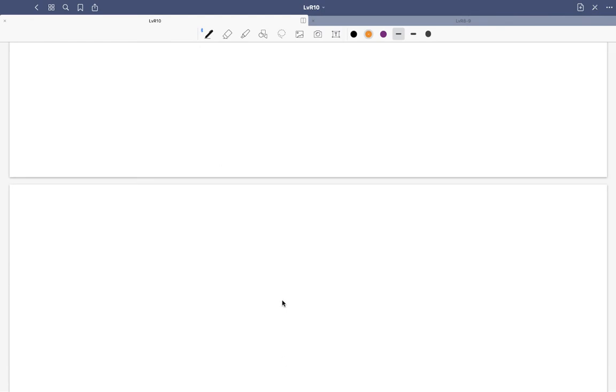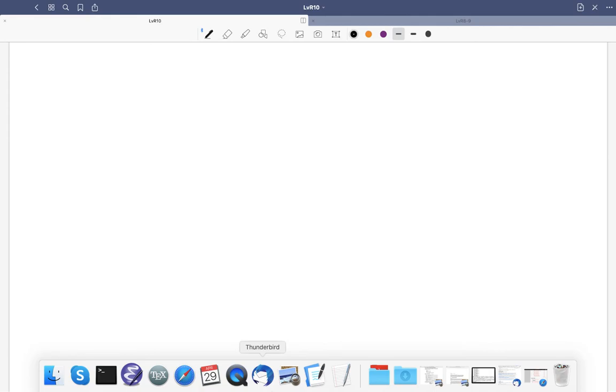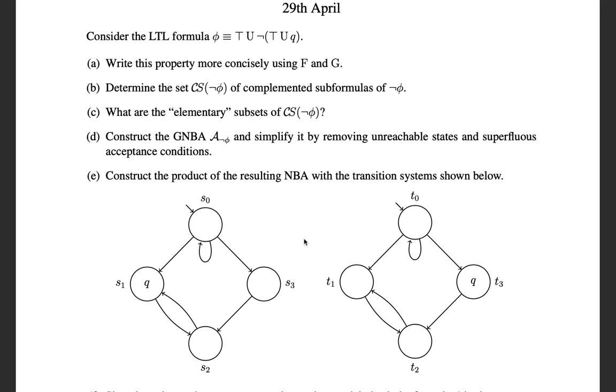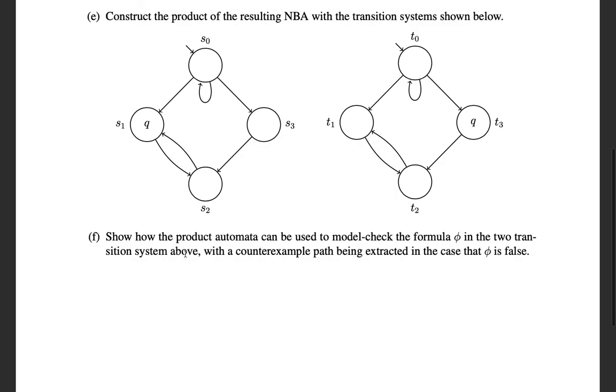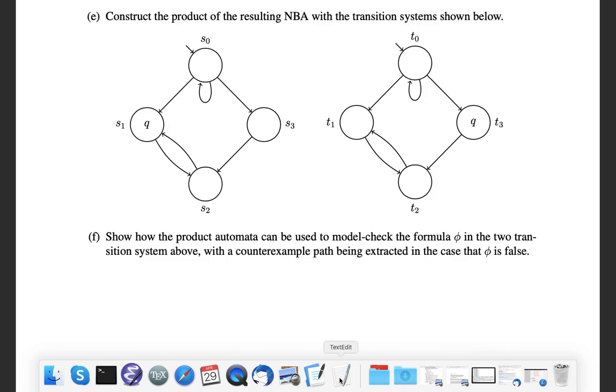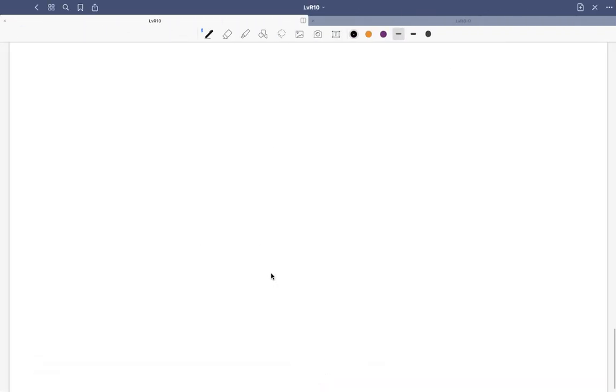And finally, let me write it down and then we'll see what we need to do. So finally, question F: we want to show how the product automata can be used to model check the formula phi in the two transition systems above, with a counterexample path being extracted in the case that phi is false. Okay. So we want to model check phi.